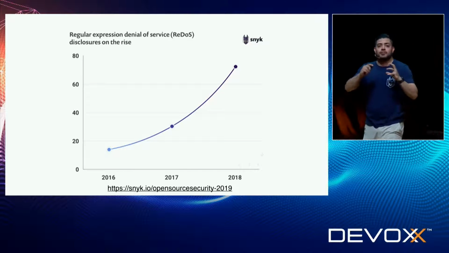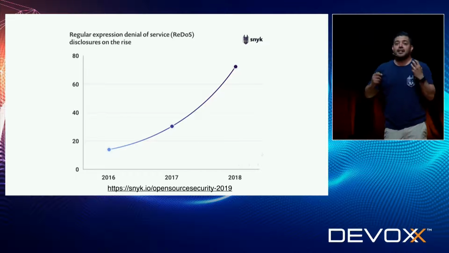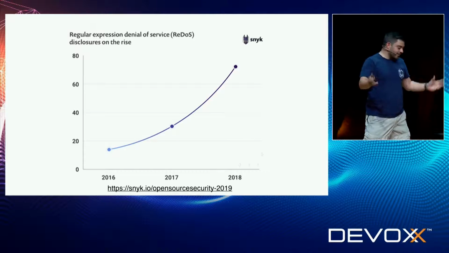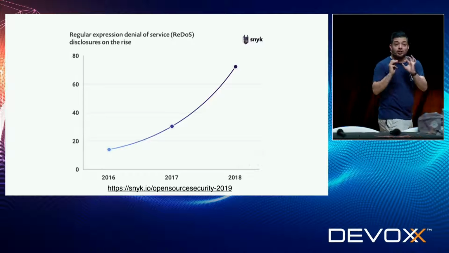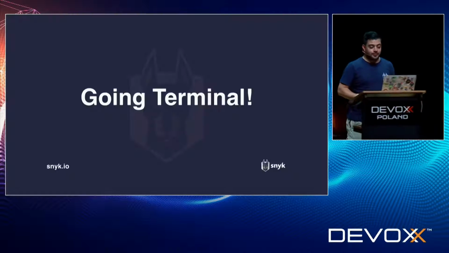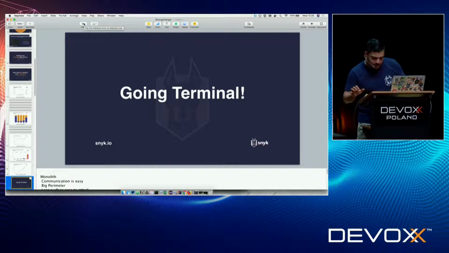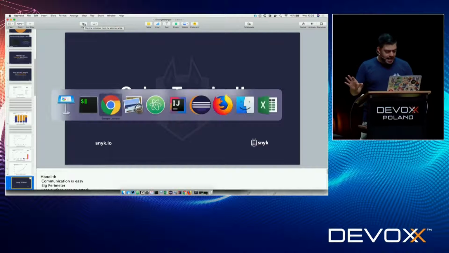So regular expression denial of service: the idea of a regular expression taking so long to compute that it causes a denial of service. Very, very dangerous in an NPM, a Node application or a JavaScript application because of the single-threaded nature of the application. So, enough speaking, enough slides. I'm doing okay for time, not too bad. Okay, let's jump into some hacks.